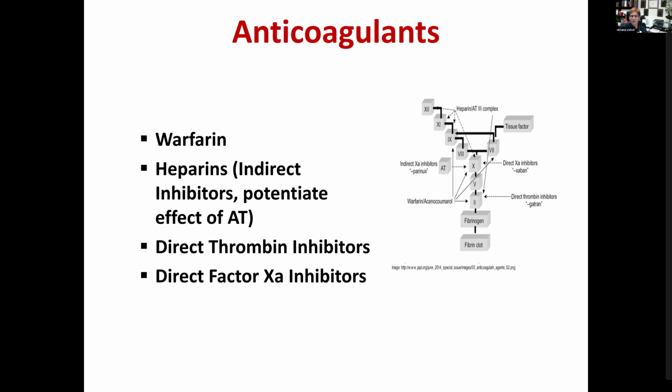Heparin acts as a direct inhibitor that potentiates the effect of antithrombin. We also have warfarin, which inhibits factors 2, 7, 9, and 10 carboxylation. Direct thrombin inhibitors and factor 10 inhibitors are not that commonly used in MCS patients with anticoagulation.